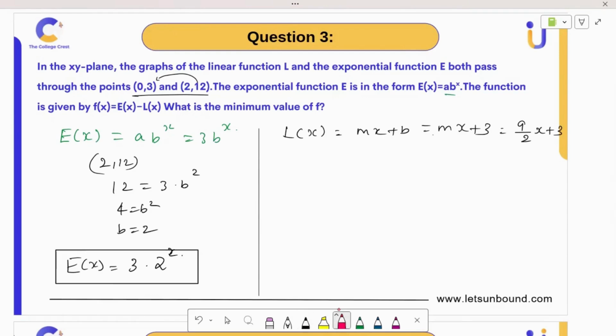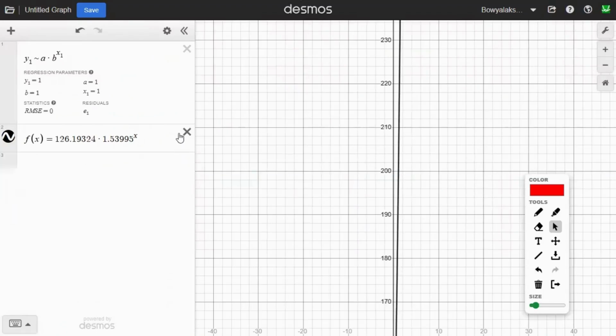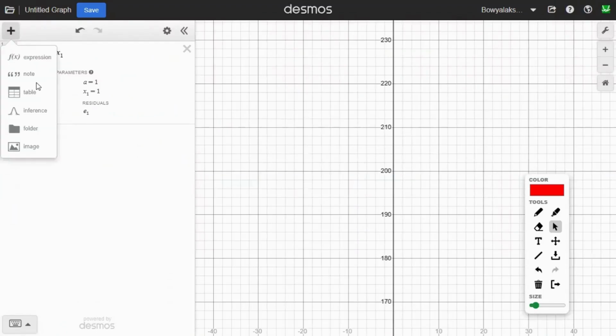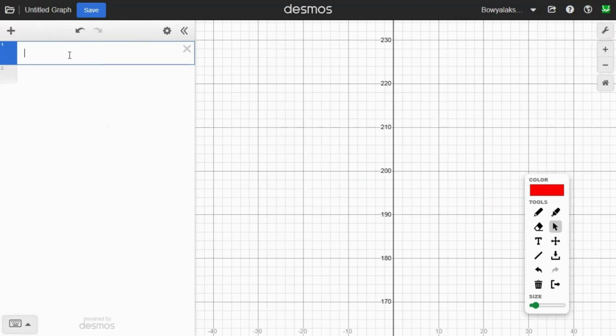That's it. So now, a function f of x is given by E of x minus L of x. We need to find the minimum. So 3 times 2 power x minus 9 by 2x minus 3. So you sketch it and find the minimum value using Desmos. Okay, let me share it. Desmos time. Okay, I'm just moving all this. So your f of x is something like this.